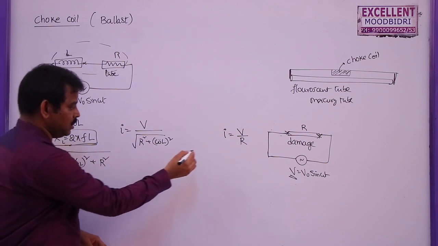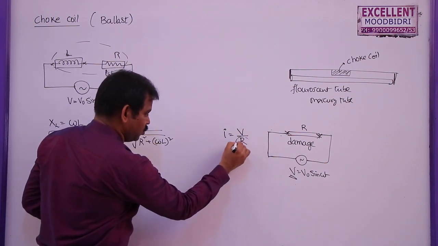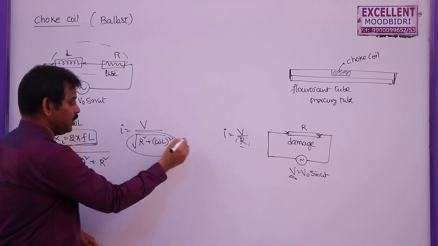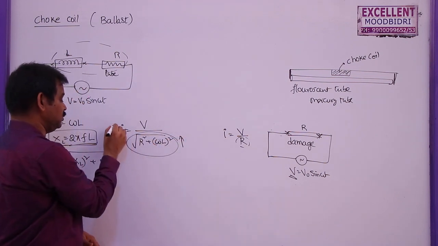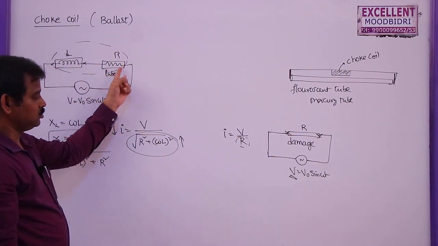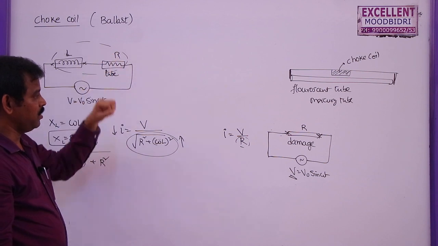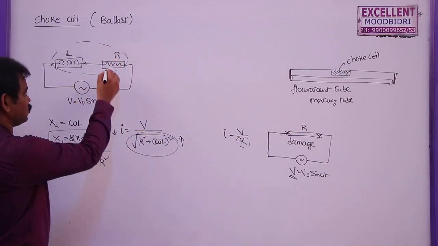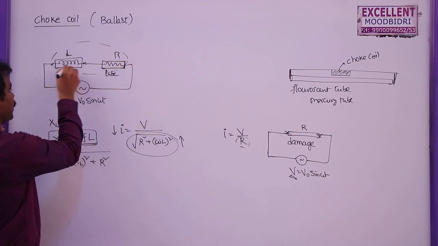You can see here the denominator is only R, but here the denominator is root of R square plus something. That means this value is bigger than this. As this value increases, less current will flow through this. When less current is passing, the tube will not be damaged. So that is why, to send less current through this tube, we are connecting an inductor here.